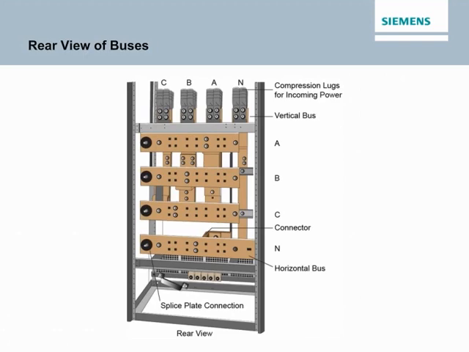This rear view drawing of a switchboard illustrates vertical and horizontal bus bar connections. The vertical phase bus bars appear to be reverse order because they are viewed from the rear, but are in the proper NEMA order as viewed from the front. A bus connector makes a mechanical and electrical connection between a vertical bus bar and its corresponding horizontal bus bar. In this drawing, the connector can be clearly seen on the neutral bus. Compression lugs provided on the switchboard accept properly sized incoming power cables.